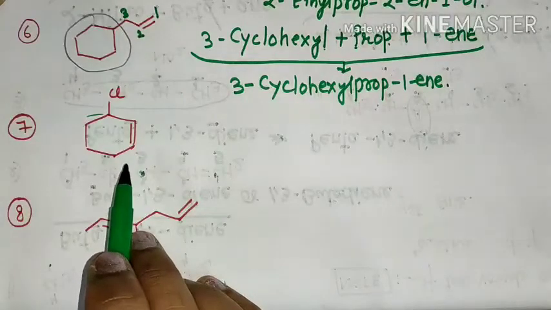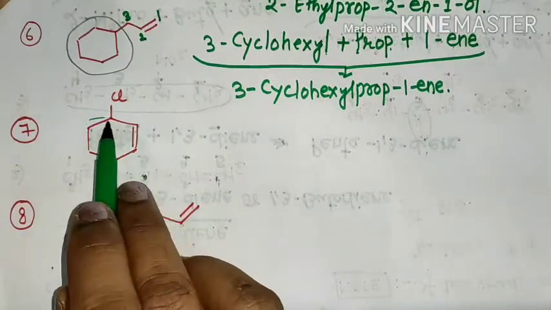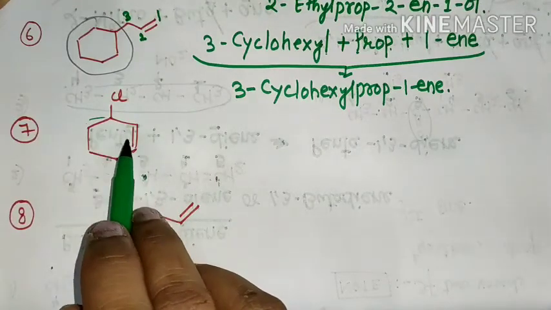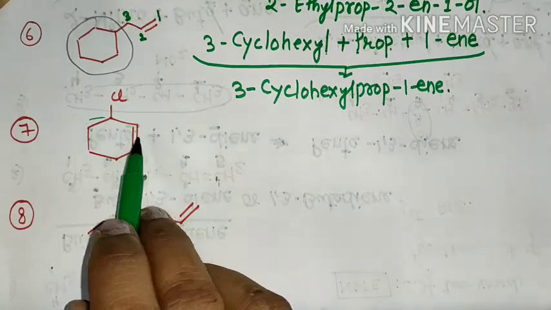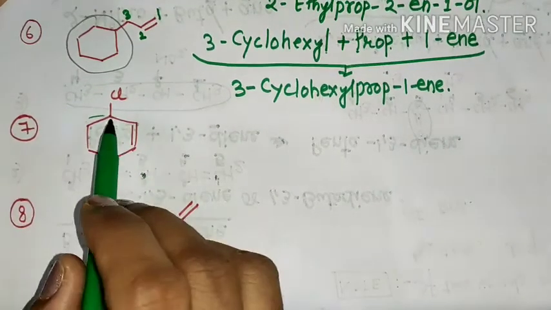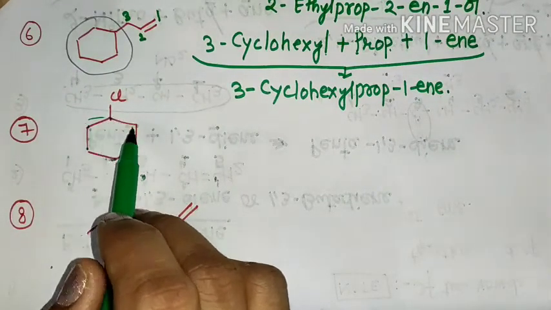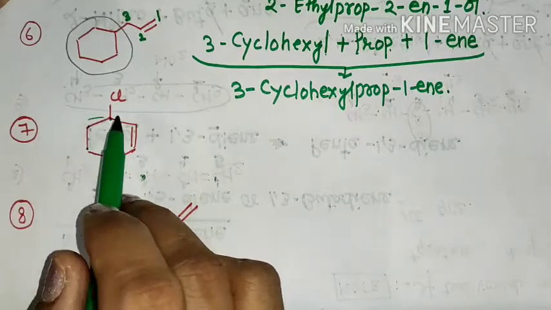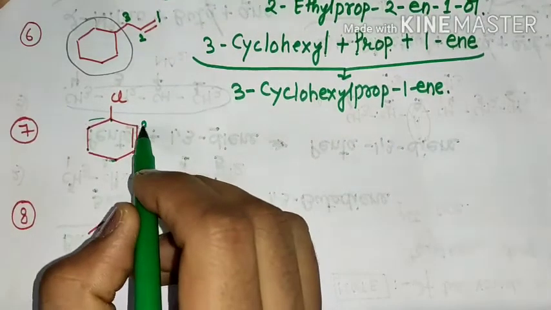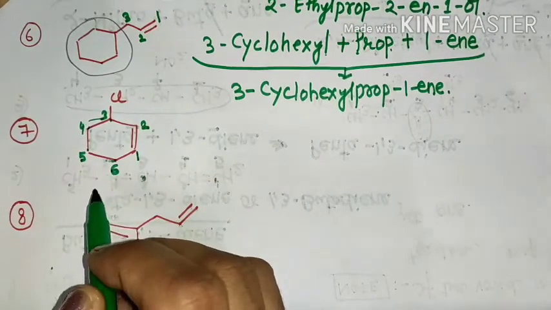Now come to example number 7. In this compound, one double bond and substituent both are present. According to rule, we know the double bond gets priority over substituent while numbering the carbon chain. The carbon chain is selected. It is of 6 carbon atoms. It is continuous longest chain of carbon atoms. So the numbering will start from here 1, 2, 3, 4, 5 and 6.